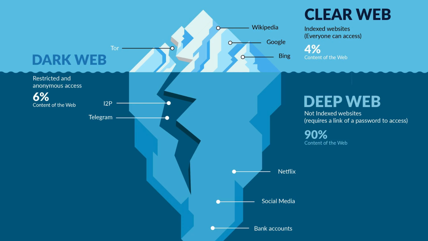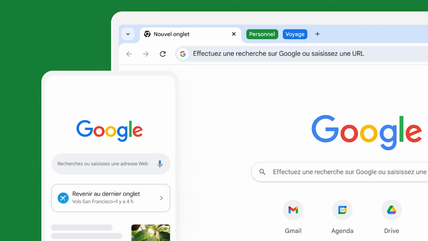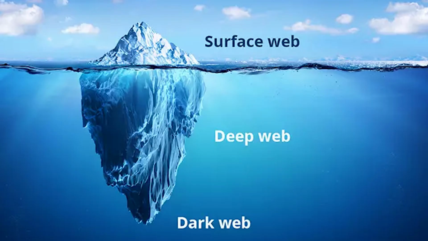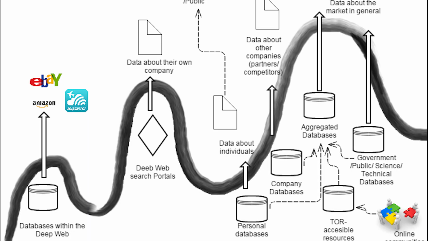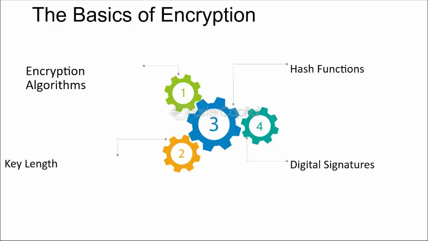But what exactly is it? To understand, we first need to distinguish between the surface web, the deep web, and the dark web. The surface web is the visible part of the internet, the websites you visit every day, indexed by search engines like Google. Beneath this lies the deep web, vast and uncharted, containing private databases, academic resources, and many more. And deeper still, cloaked in layers of encryption and anonymity, lies the dark web.